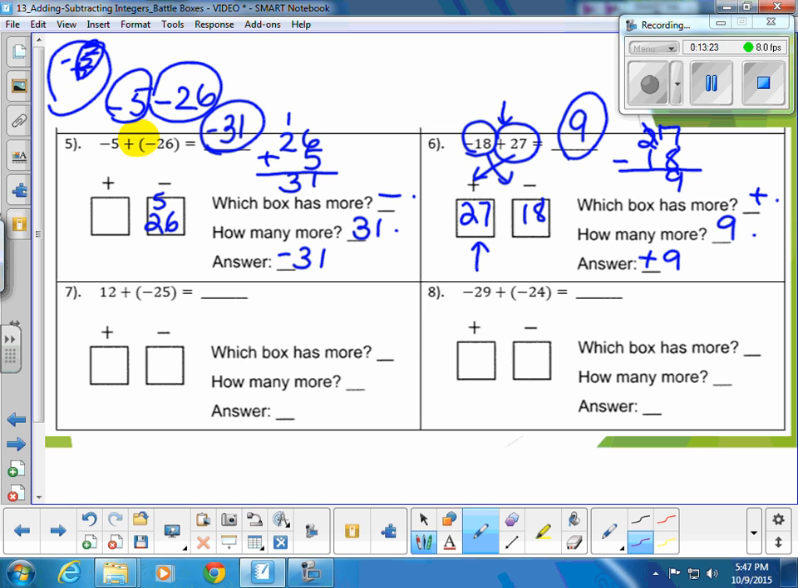Okay. I want you to pause the video, try 7 and 8 on your own. Once you've gotten the answer, then restart the video and double check and see if you did it on your own.